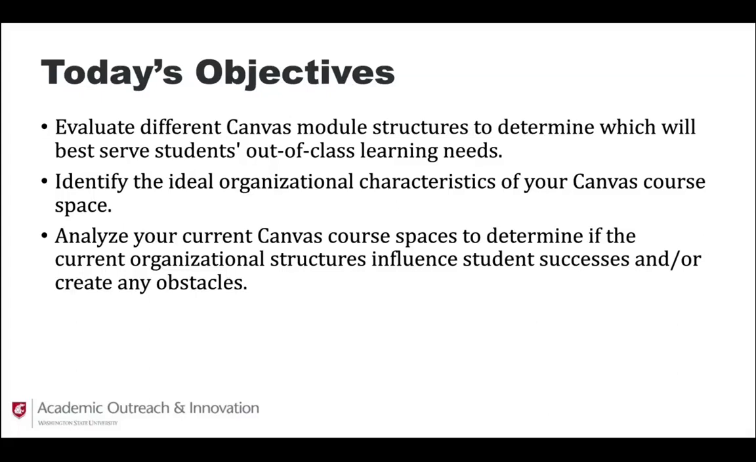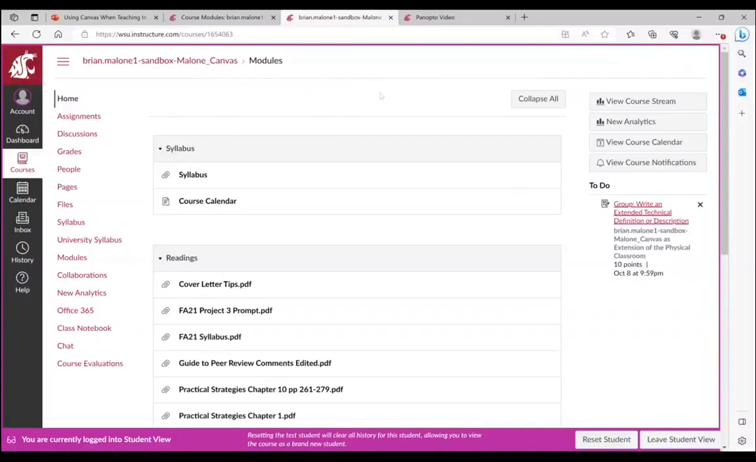Okay, so to begin, I'm going to show some different module structures. This first course space that I want to show you is an example of maybe a 90-10%. That is, 90% of the energy has been spent on structuring in-person experiences, and 10% has maybe been spent on this digital space.